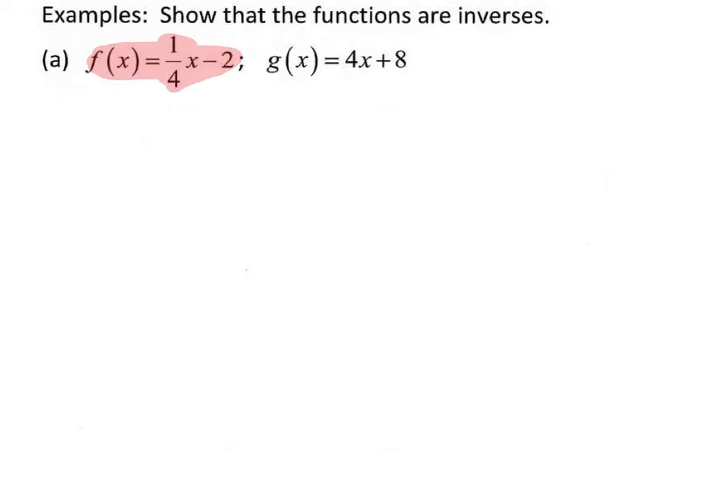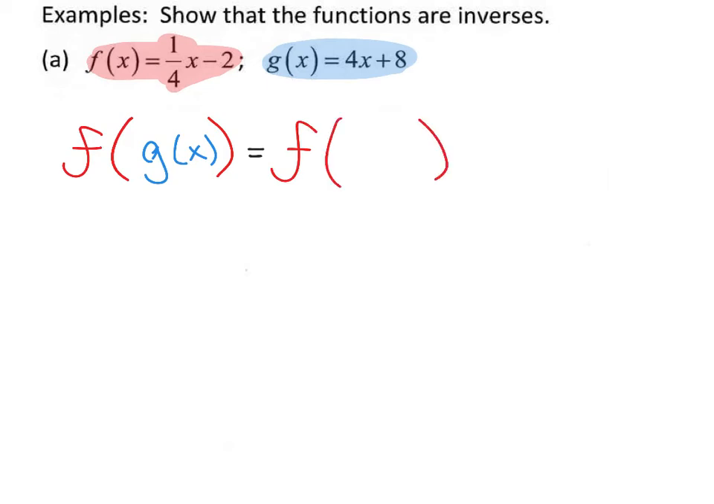Here's f. Here's g. We would do f of g of x. Sorry, I did not show you that the way I wanted to. This would be f of g of x, meaning that I'm plugging 4x plus 8 into the f function. So anywhere in the f function there was an x a second ago, now I'm putting 4x plus 8.